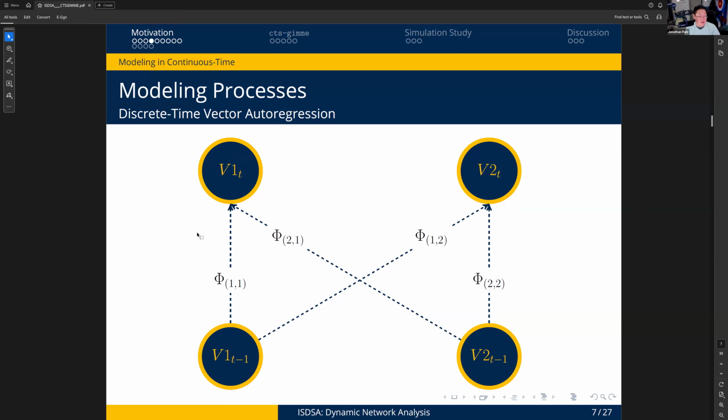As Sy-Miin noted, our vocabulary is that there are autoregressions, the effect of variable 1 on variable 1, and variable 2 on variable 2. And then we have cross regressions, being the effect of variable 1 on variable 2 and variable 2 on variable 1. So we have cross regressions and we have autoregressions.